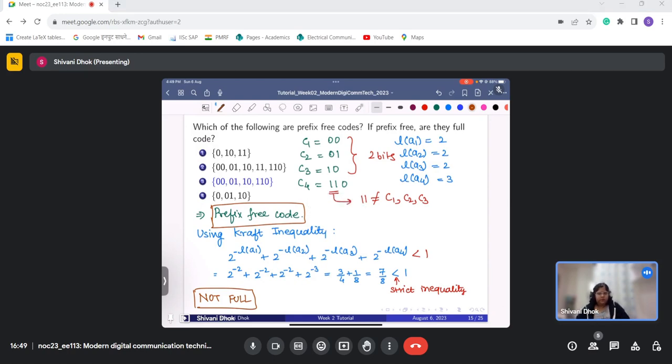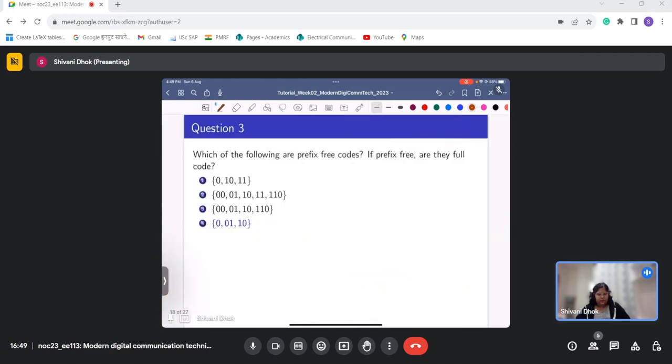Okay, if not, then let's go ahead with the fourth part of this question. It is the same question again, and now the code words that we have been given are C1 is 0, C2 is 01, C3 is 10. Now this is a 1 bit code here, and this should not be a prefix of others.